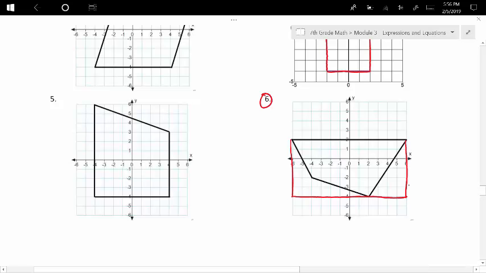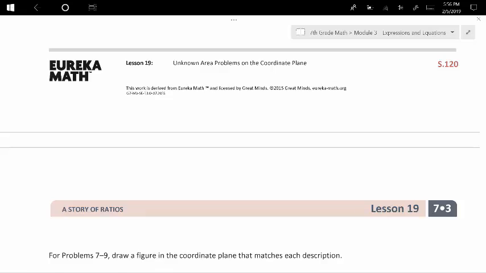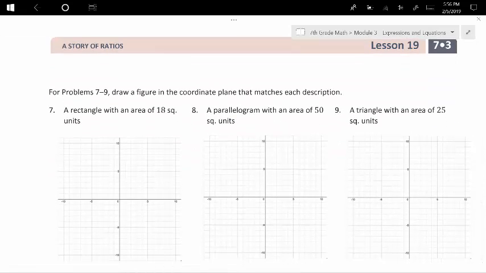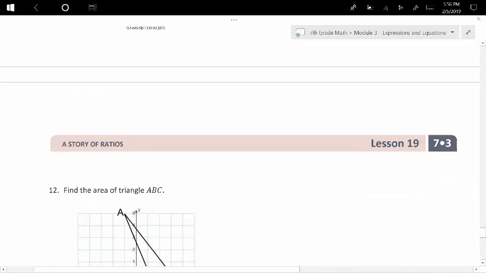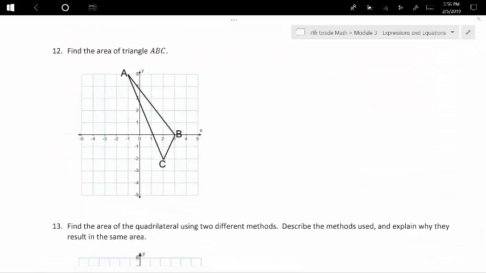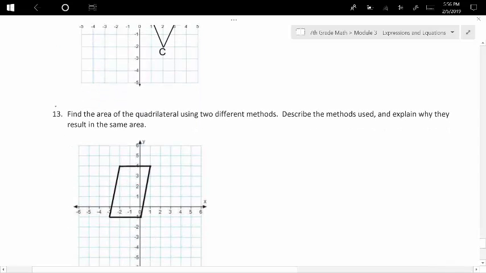Let's see. I'm not going to have you do anything on this page. I'm going to have you go to here, and I do want you to find number 12. And number 13. And I think that's fine. 13 should be very, very simple for you. Okay? So that is about it.